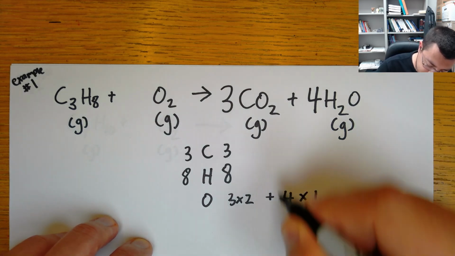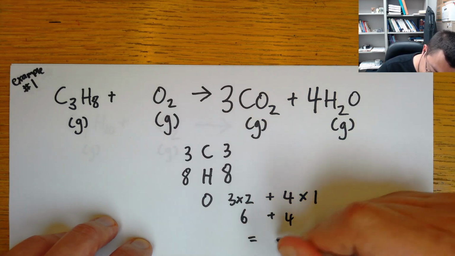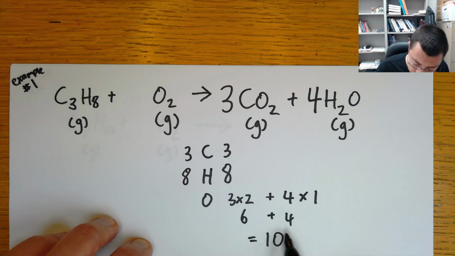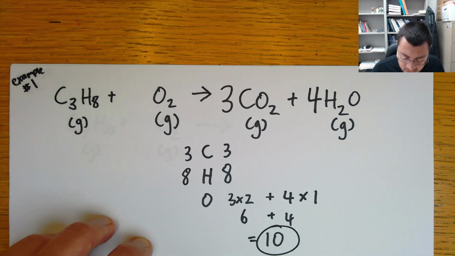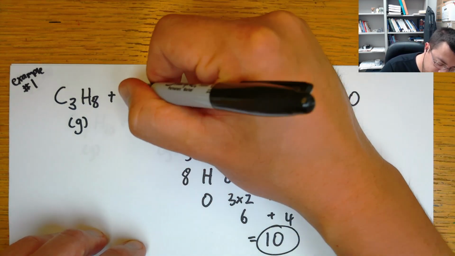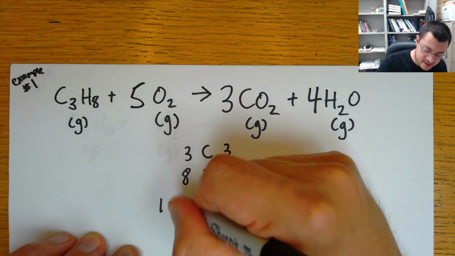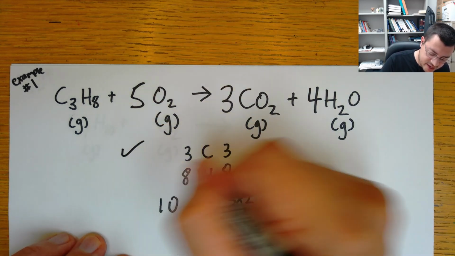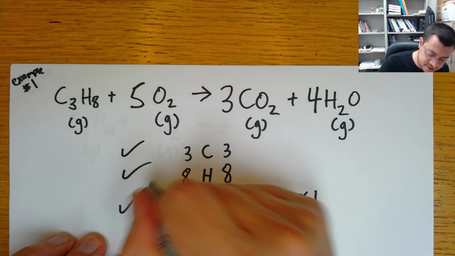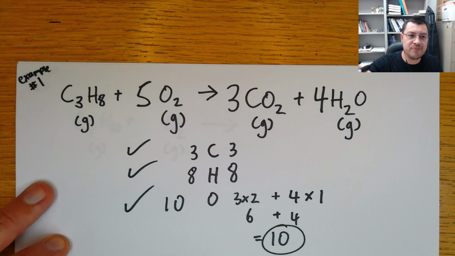All right, so that's going to be subtotals of 6 and of 4, and that's going to be equal to 10 oxygens on the right side. All right, and so to get 10 on the left, since oxygen comes in packages of 2, I'm going to put a 5 here. 5 times 2 would be 10. So I got 3 carbons, 8 hydrogens, and 10 oxygens. And this reaction is done.